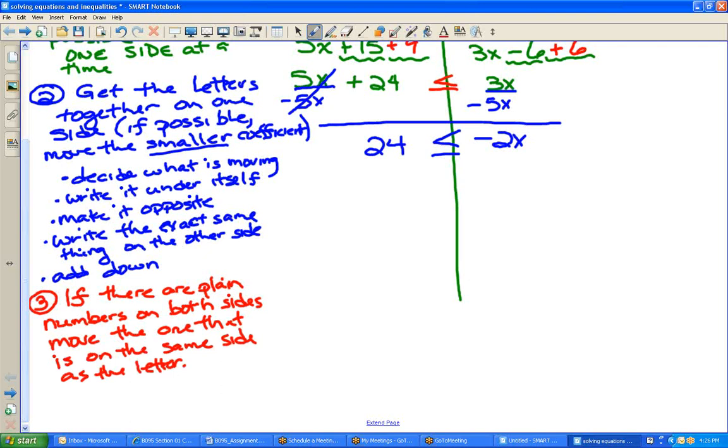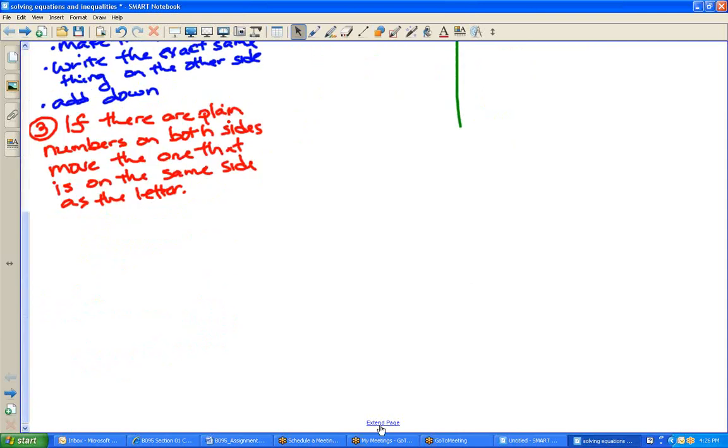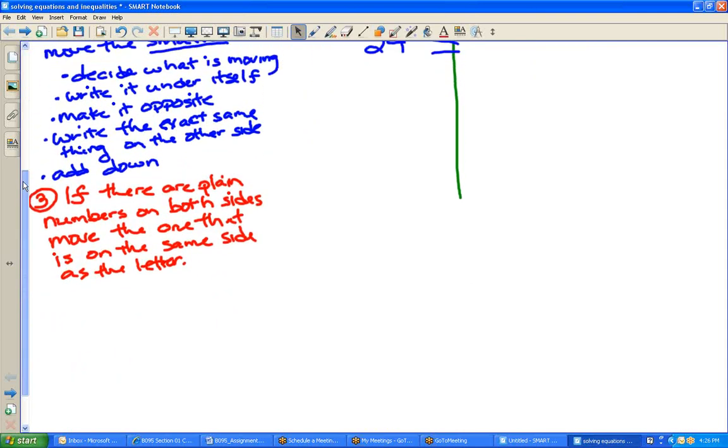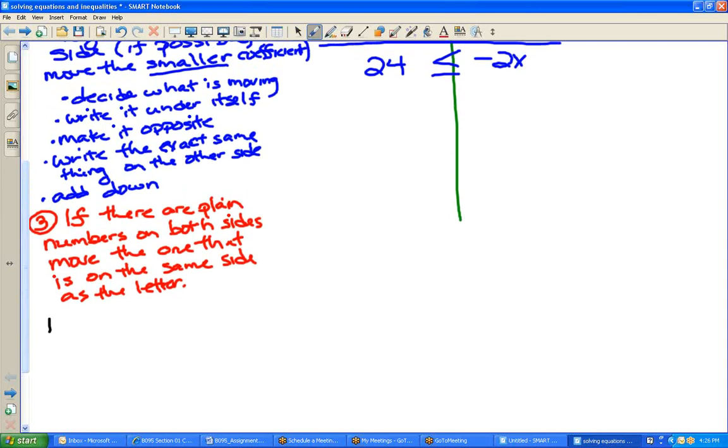Our plain numbers on both sides, move the one that it would be like if I had a negative 2x plus 5 or something like that. I do the same steps as I do in step 2 on how to move it. I write the side it's moving, write it under itself, make it opposite, write the exact same thing. But since I just have a plain old number and an x term, I don't have anything to do with step 3, so I don't have to do anything. So I get to move straight on to step 4. We'll show you another example that requires you to do step 3, but in this case it doesn't.